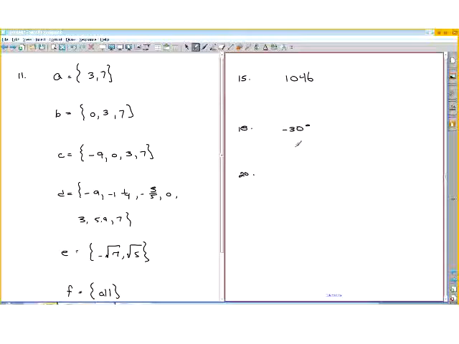Okay, let's do 20. Population of DC. Between 1990 and 2000, the population of the District of Columbia decreased by 31,840. Because it's decreased, it's negative. It's negative 31,841, whatever it was.